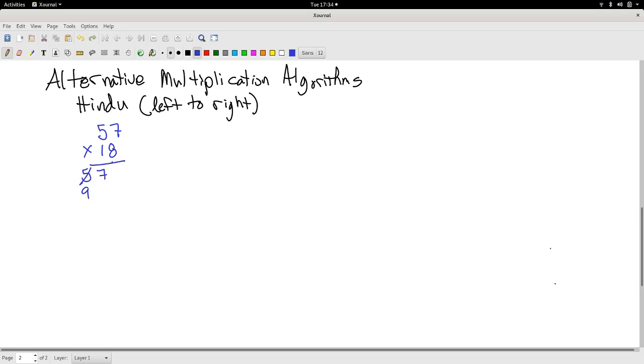This is interesting. So the 6 ones goes here. The 50 bumps the 70 up to 120. The 100 bumps the 9 up to a 10. So the answer is 1026. So that's Hindu left to right.